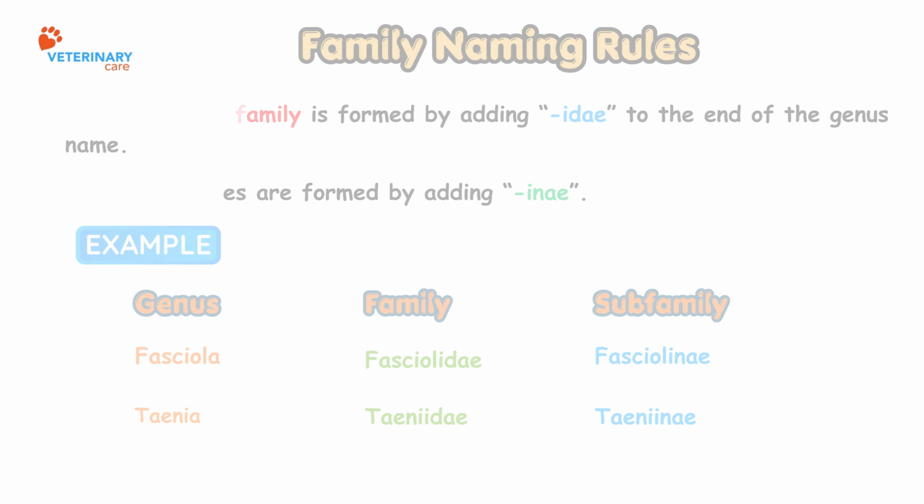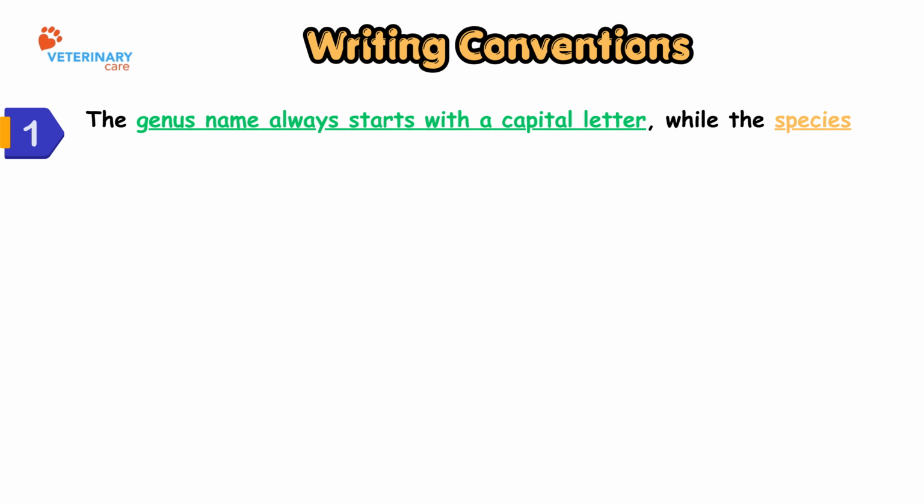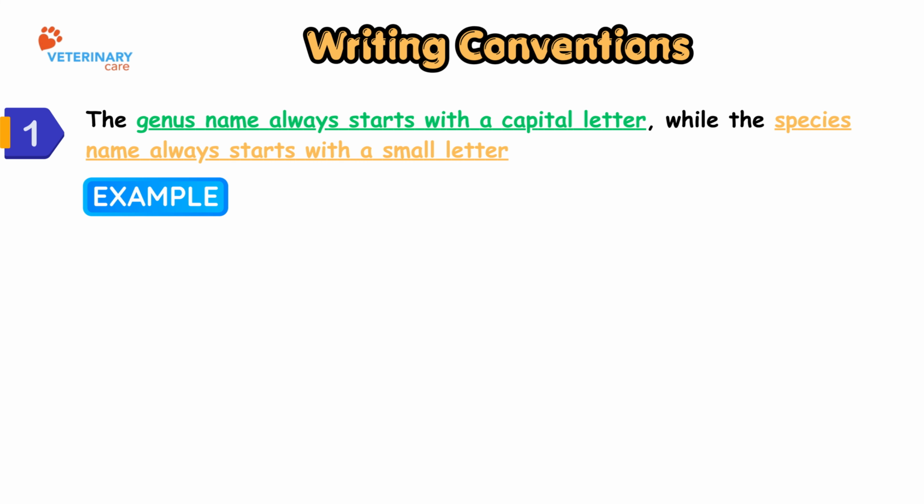Now let us understand writing conventions. The genus name always starts with a capital letter, while the species name always starts with a small letter. For example, Fasciola hepatica and Babesia bigemina.